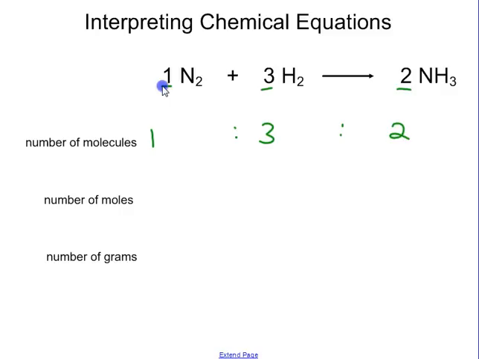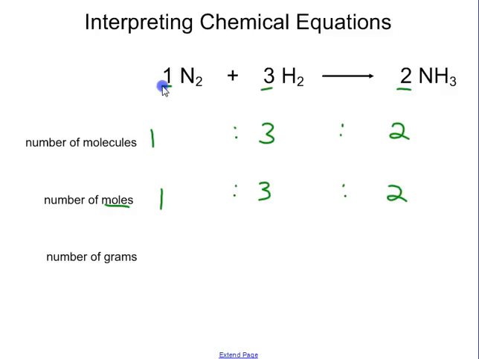Alternatively, the coefficients can also represent the number of moles, remembering that a mole is just a certain number of molecules. One mole, of course, is equal to 6.02 times 10 to the 23 particles, or molecules. So really, moles is just a very specific number of molecules, which is why those coefficients in a balanced equation can also represent a mole ratio. So for every 1 mole of nitrogen particles, you need 3 moles of hydrogen particles to produce 2 moles of ammonia particles.